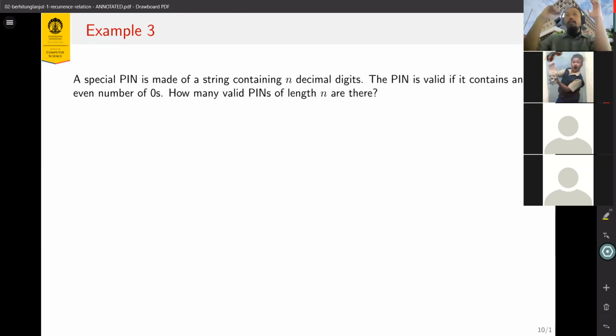Suppose I have pin numbers. Pin numbers here consist of n decimal digits. So that means the digits could be 0, 1, 2, up to 9, and we have n of them. For example, your ATM card or debit card might have a pin consisting of 6 decimal digits. In many banks, you use 6 decimal digits.